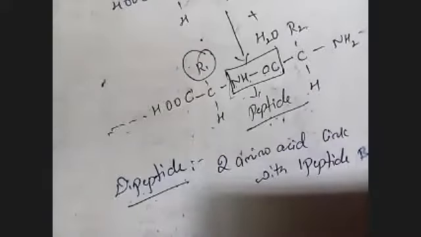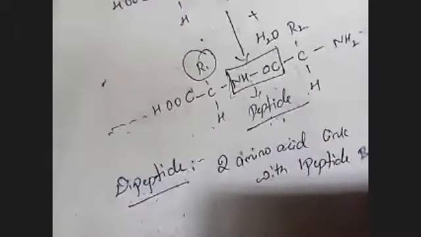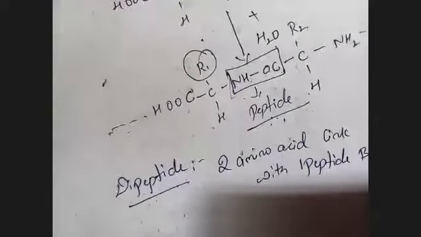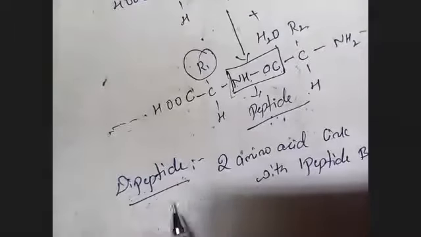So what do we mean by dipeptide? Dipeptide means it contains 2 amino acids linked with one peptide bond. You should mention one peptide bond. Dipeptide means 2 amino acids are present, but the bond is only one, that is the peptide bond. Tripeptide means you have 3 amino acids linked with 2 peptide bonds. Tetra, 4 amino acids. So this prefix tri, in terms of amino acids, we are saying.